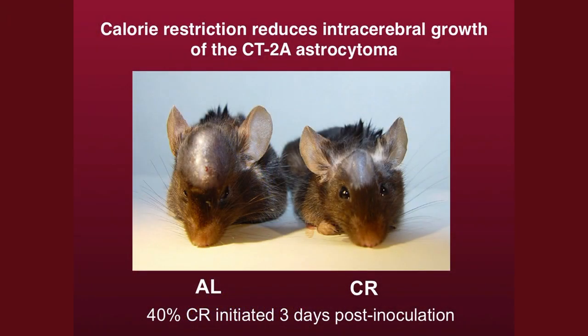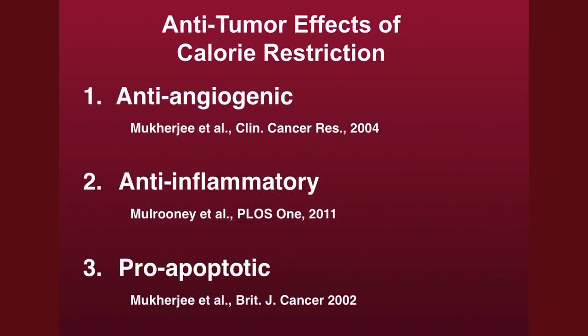Now, this is a diagram we often use just to give you a highlight of what a 40% calorie restriction can do to a mouse with astrocytoma from a neural stem cell. And you can see there's a marked reduction. This is ad libitum, unrestricted feeding. This is a calorie restriction, 40% for 14 days. You can see a big effect. We and others have shown that calorie restriction is anti-angiogenic, anti-inflammatory, and pro-apoptotic.